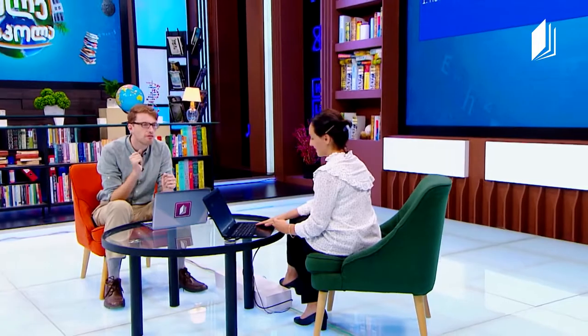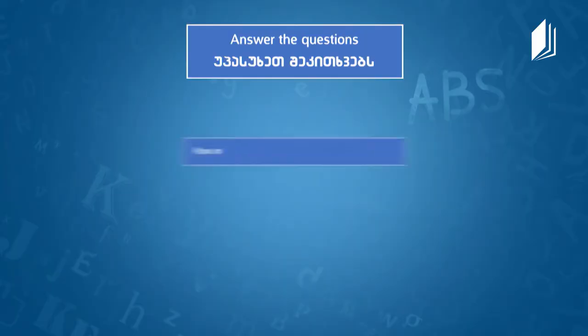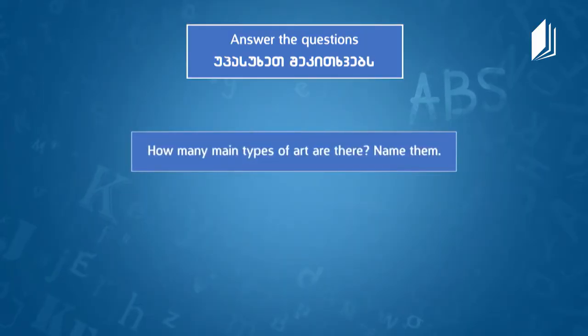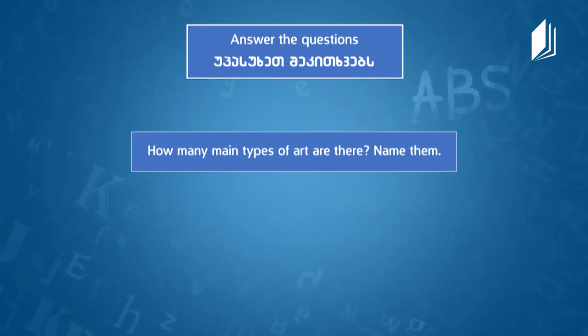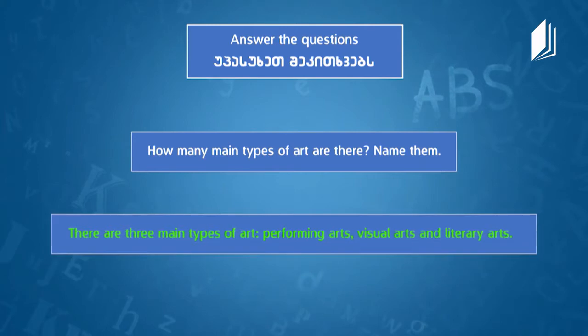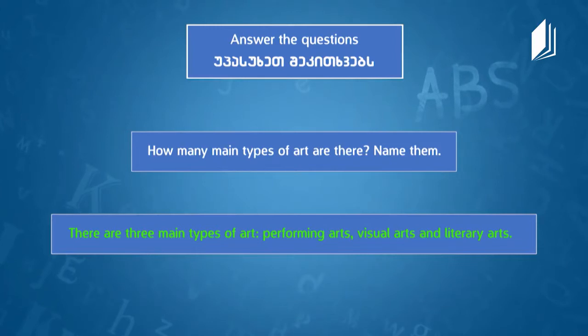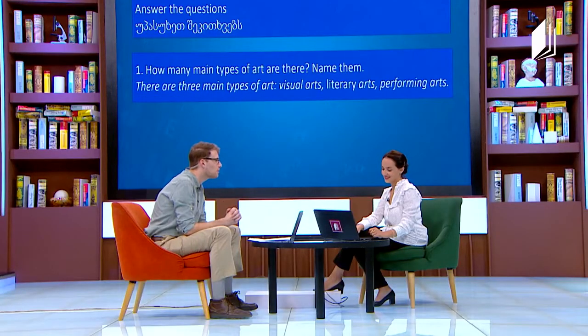So Lika, for the first question, how many main types of art are there? Can you name them? Of course, I remember, and the audience remembers also well. So there are 3 main types of arts: performing arts, visual arts, and literary arts. Oh, exactly right. Great job, Lika.